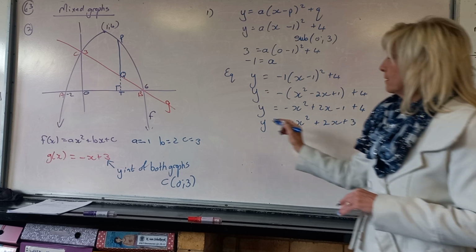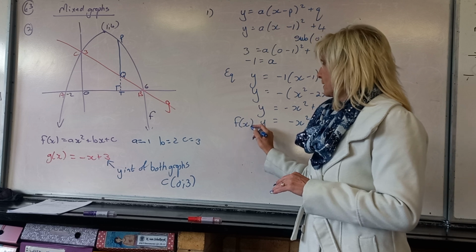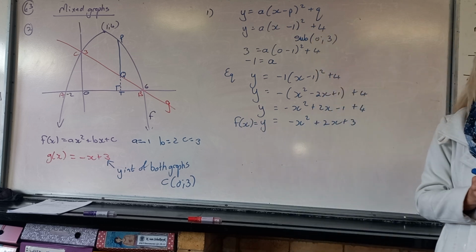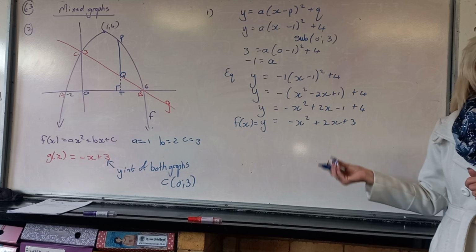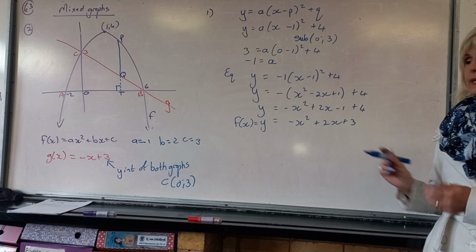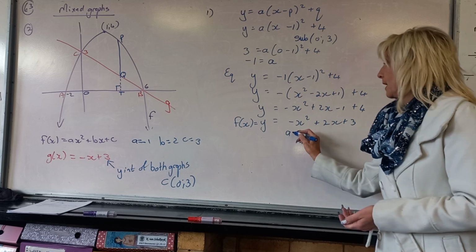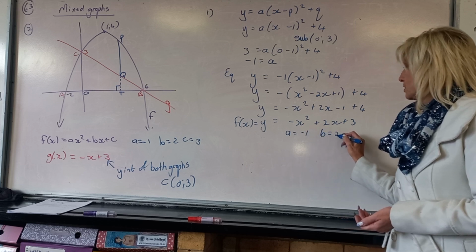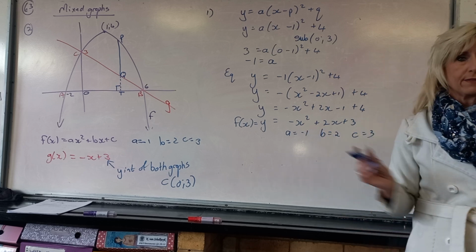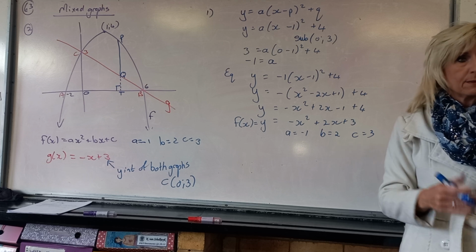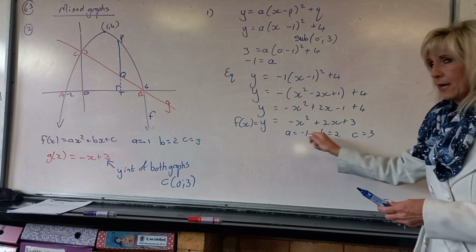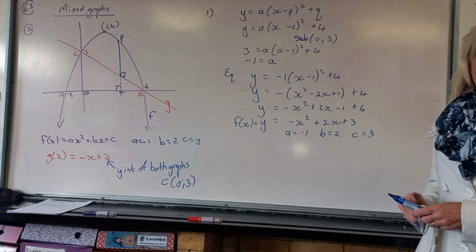Now that is the equation for f(x). If the f(x) doesn't stand, it's fine. It's not a big problem, as long as you remember that f represents the parabola. What did I just prove? That a is -1, b is 2, and c is 3. Do you need to write that? Yes, they said, prove it to me. So you need to go write a is coming from over there.